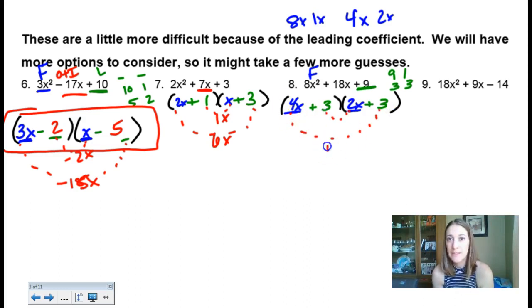Let's see what happens. That is a 12x on the outside arch and a 6x in the middle. And when I add those together, 18x. We guessed well. It's educated guessing, right?